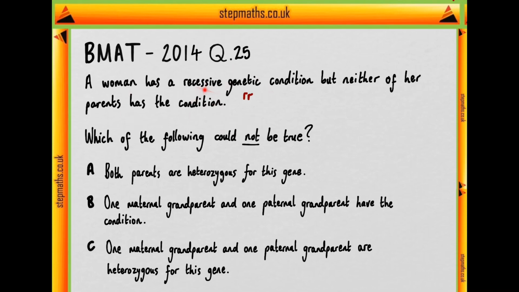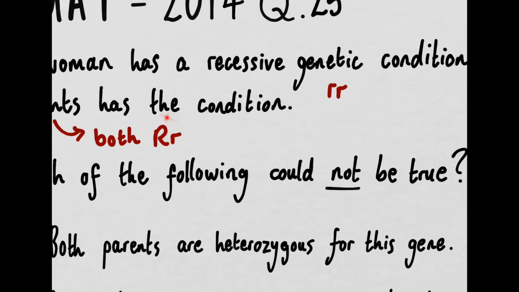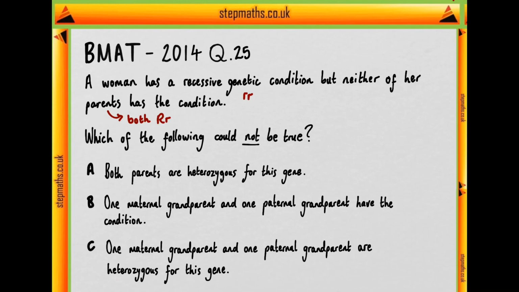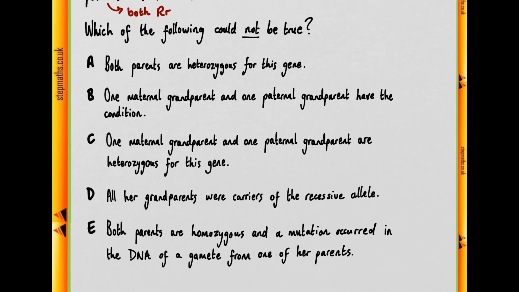So even though her parents don't have the condition, they must be carriers of the recessive allele, since one allele comes from each parent. So both parents must be heterozygotes, so they must have one dominant allele, capital R, and one lowercase r, which represents the recessive allele. Because they have this dominant allele, the uppercase R, that means that they will not express the condition. Okay, now that we know that, let's move on to our 5 scenarios.